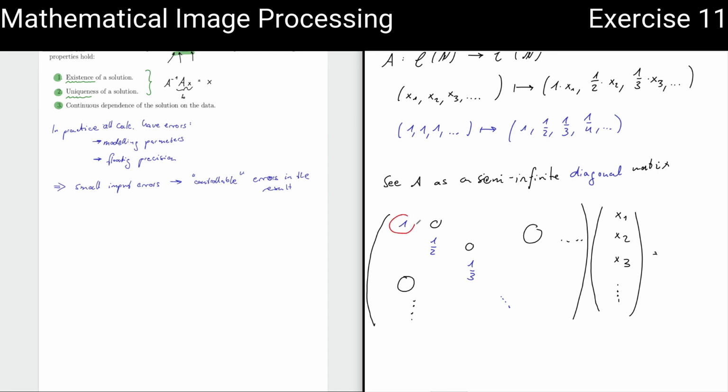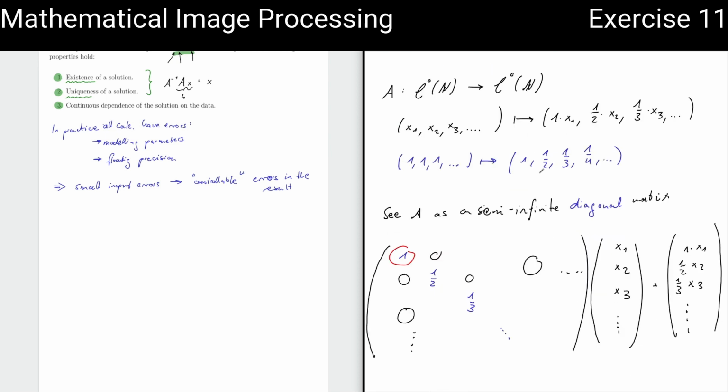We take the first row and multiply it with the vector. As it only contains one non-zero element, the result here is just 1 times x1. Same goes for the second row. I have 1/2 times x2, 1/3 times x3, and so on. So this is the mechanics of how this operator works.